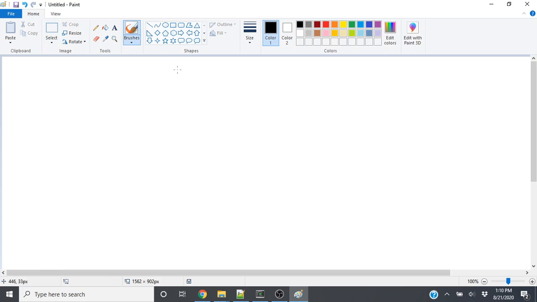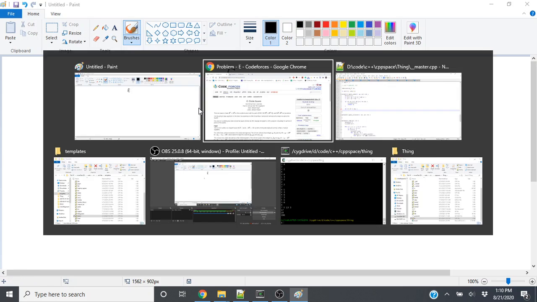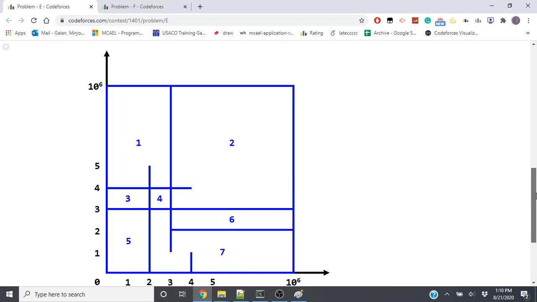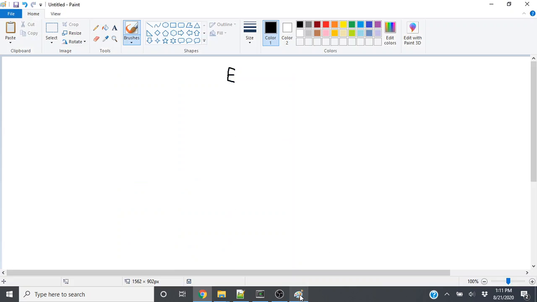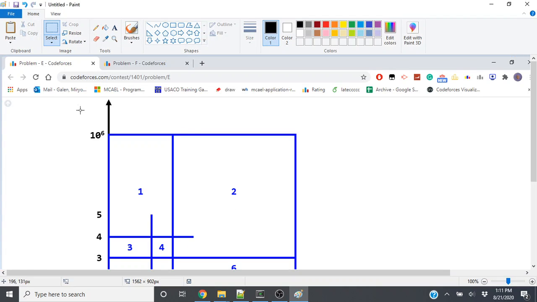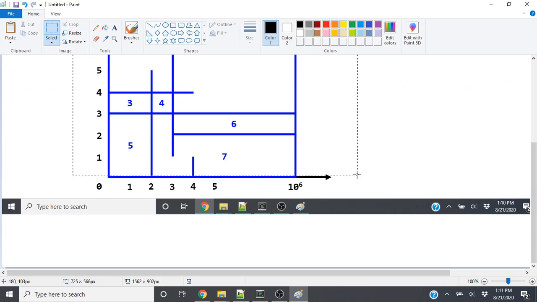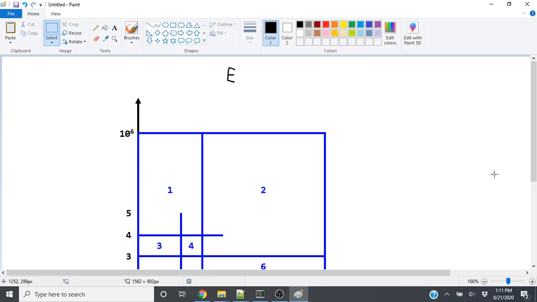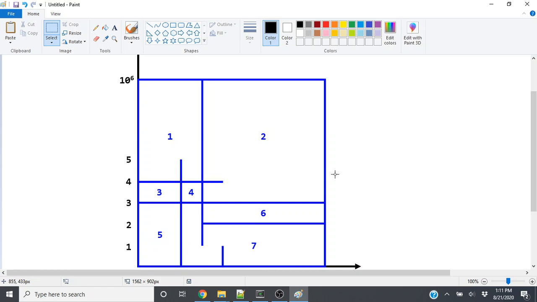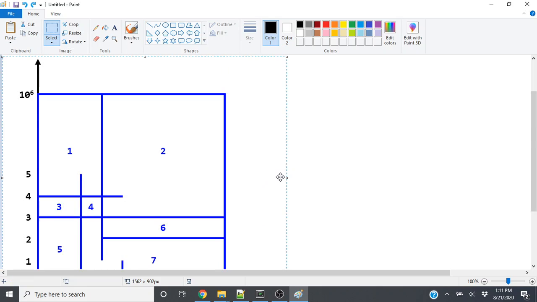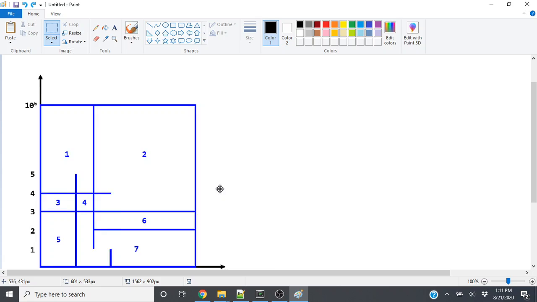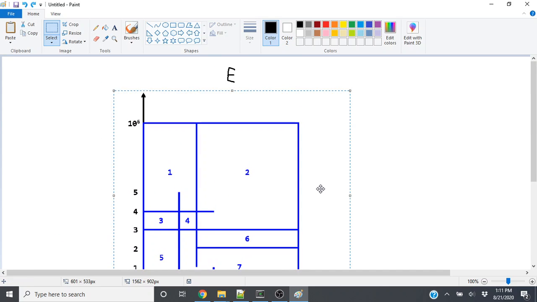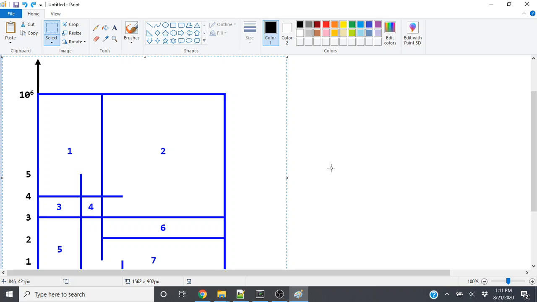I'm just going to steal the sample because they already visualize it for me. So, select here and copy. Okay. In E, you're given a big square. Wait, make this a bit smaller. In E, you're given a big square, and doesn't really matter.